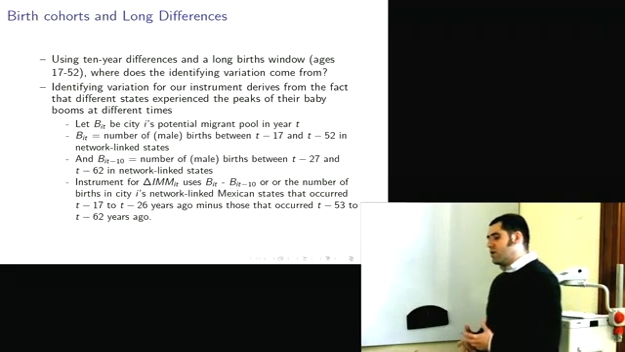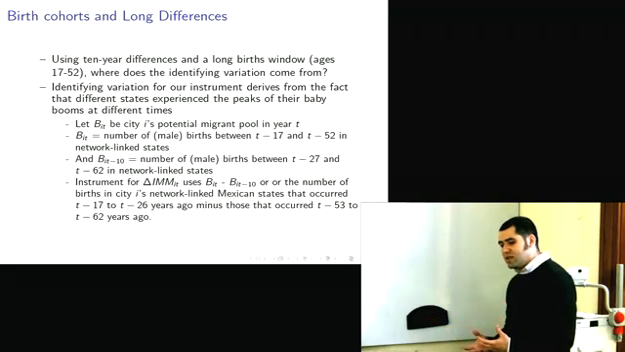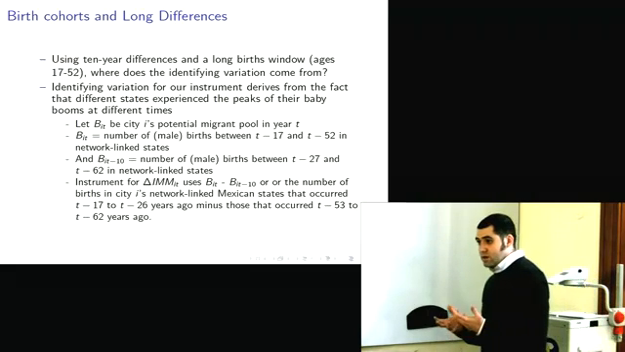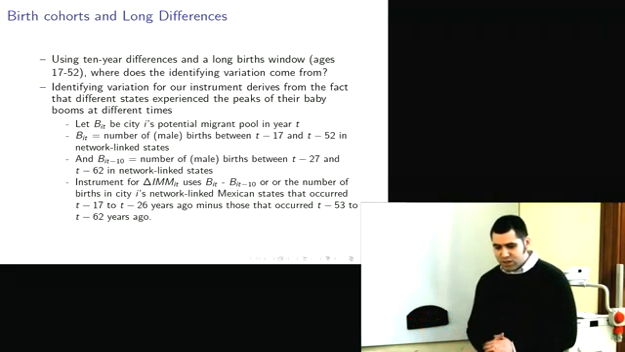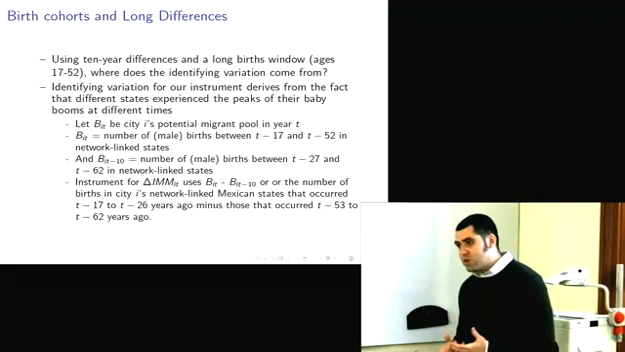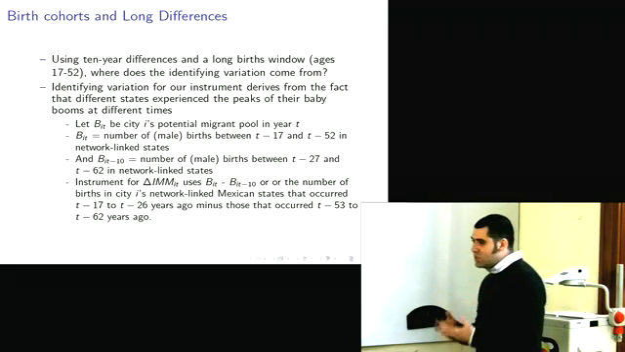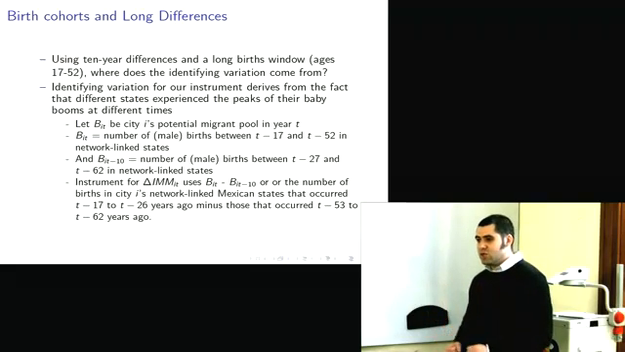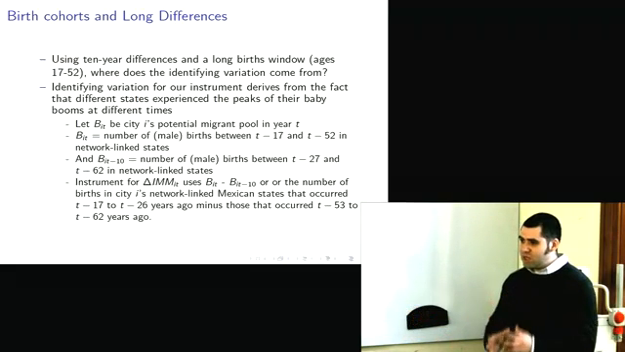Now if we think about B in the year T minus 10, that's going to be births that were born 27 to 62 years ago. And so our instrument for the change in migration over this 10-year period is going to be B in time T minus B in time T minus 10. When you just do some rearranging, what you find is that this is going to be the number of births in City I's network-linked Mexican states that occurred between 17 and 26 years ago, minus those that occurred between 53 and 62 years ago. So we're actually not using variation in every single year. We're using variation only in specific time intervals.